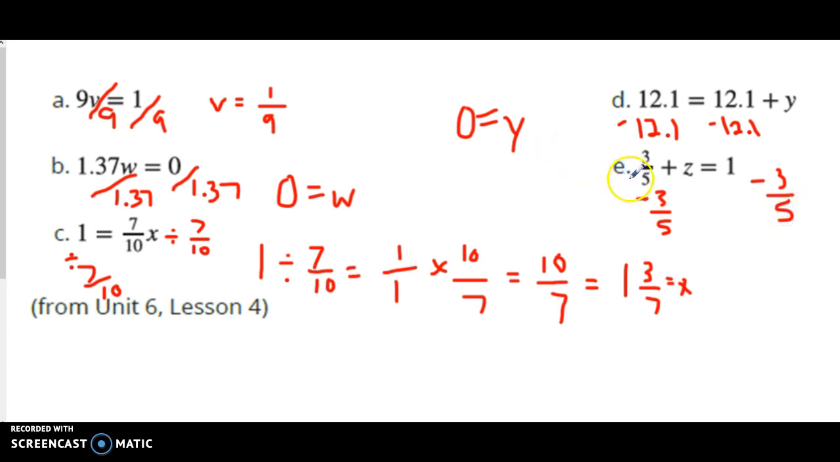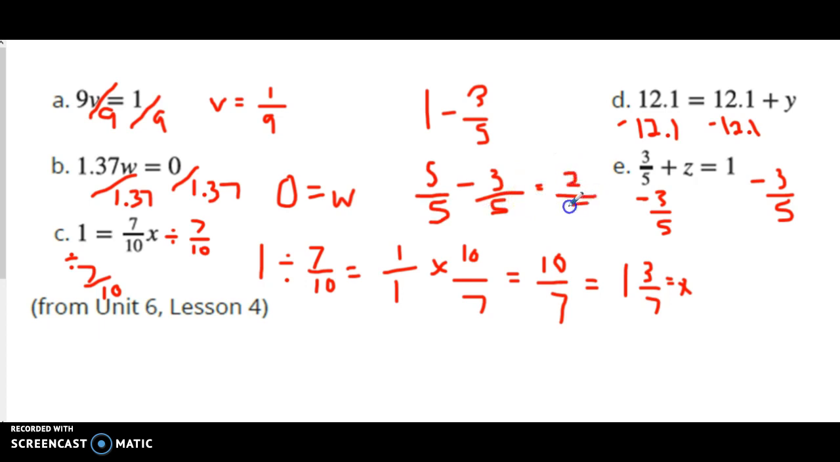Okay. I'm going to go over here. Hopefully no one gets confused. Just in case you do, I'm actually going to erase this previous answer so I can use this workspace. So I have 1 minus 3/5, and that's going to equal z. So when I'm adding and subtracting fractions, the denominator has to be the same. So instead of having 1 over 1, I'm going to convert this to fifths. So 1 becomes 5/5 minus 3/5. Sorry, that equals 2/5. So my final answer to E is 2/5.